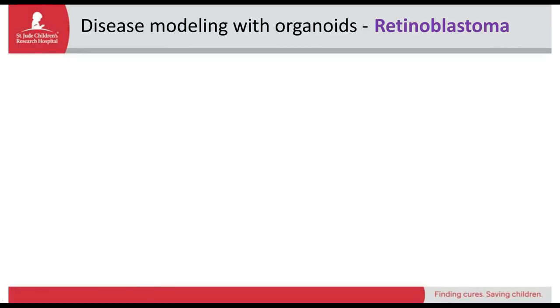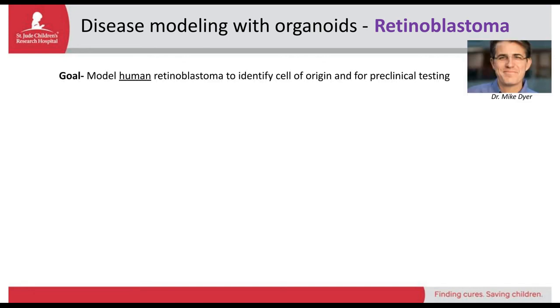Okay, so now I want to give you two examples of disease modeling using iPSCs and iPSC-derived organoids that we have done in the lab in collaboration with PIs in the developmental neurobiology department at St. Jude. The first example is a project we did in collaboration with Dr. Mike Dyer, where the goal was to model human retinoblastoma in order to identify the cell of origin of this tumor and to provide a model for preclinical testing.